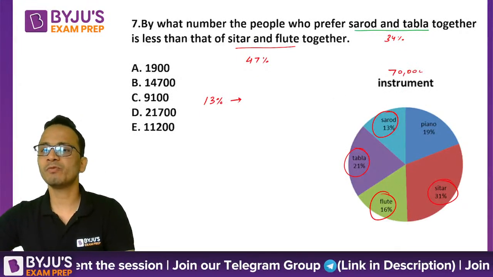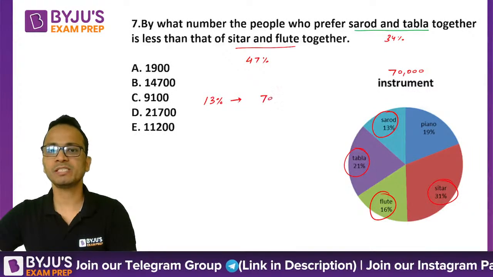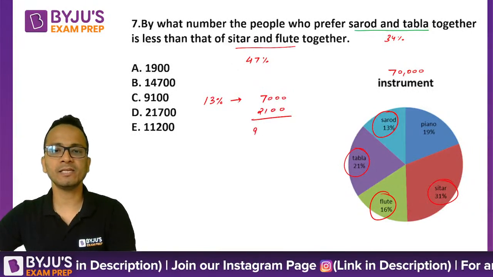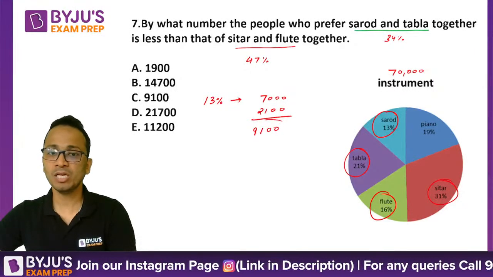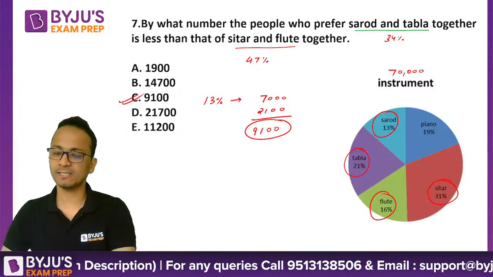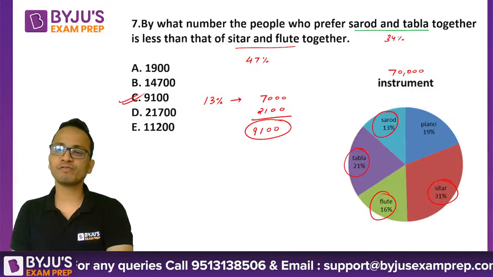Total number of people surveyed was 70,000. So it will be 7,000 plus 2,100. That is 9,100. So 9,100, yes, absolutely correct. All of you is the correct answer. So this question was hardly of 30 seconds.